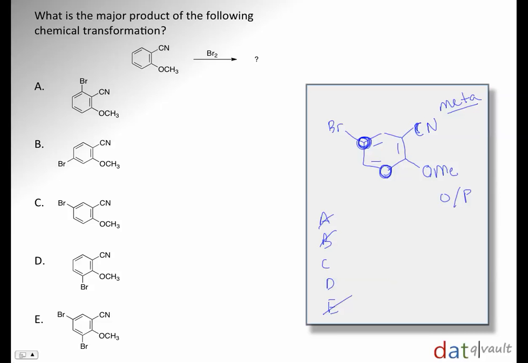Both of these positions are almost as likely to get substituted, except if we substitute down here in this position, it's closer to the other substituents, creating steric hindrance. So the most favored position for this molecule is going to be the position that's farther away from the other substituents, but also, of course, in an ortho-para position to the methoxy group, which is going to be molecule C.